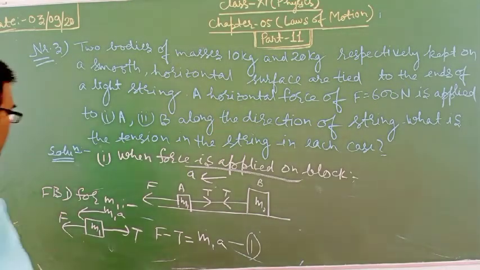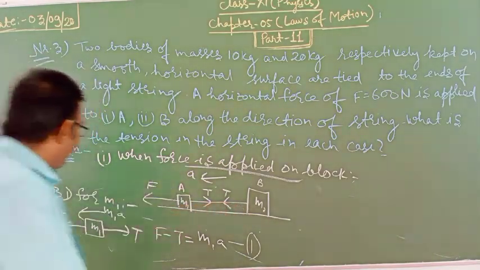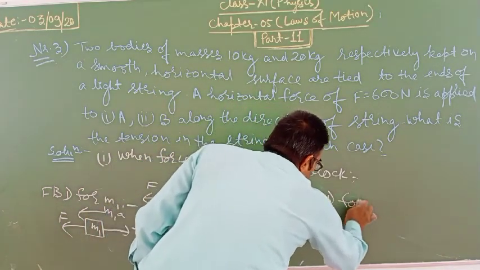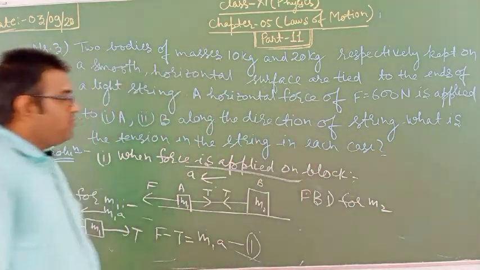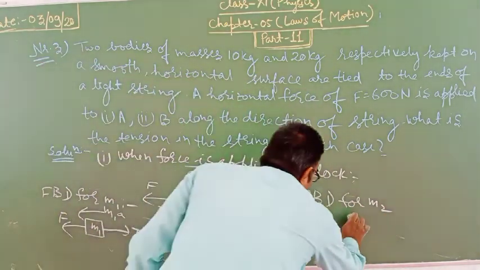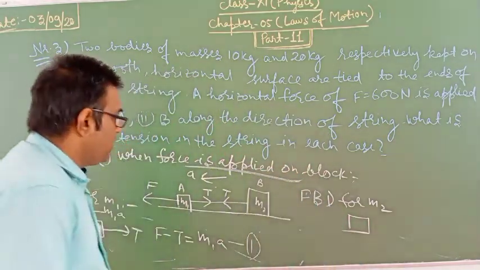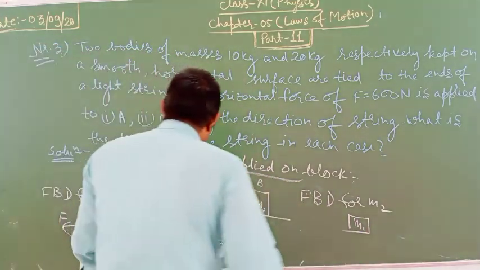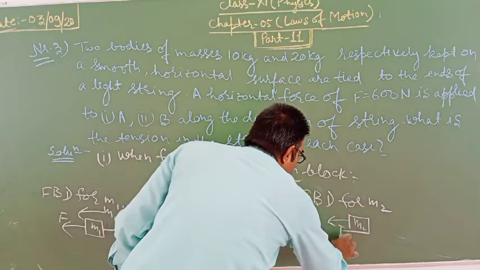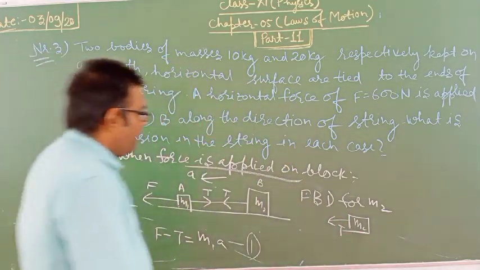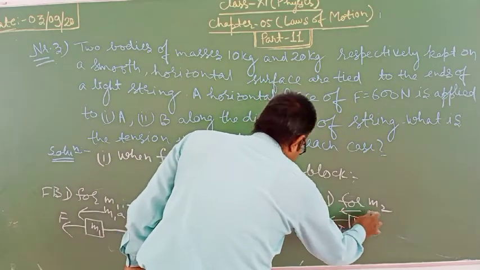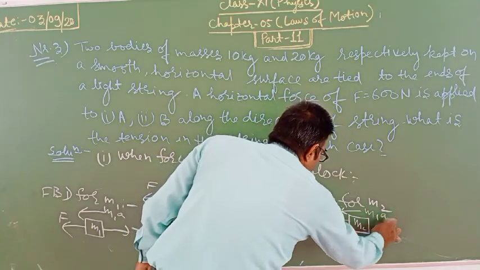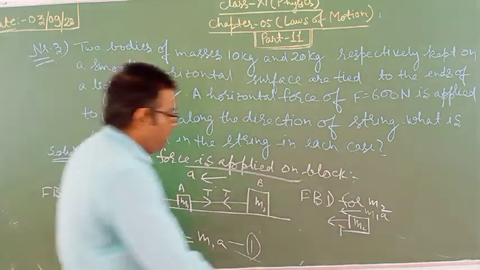Now dear students, there is another mass also in this system, so FBD for M2. For M2 we will draw the FBD, and suppose this is mass M2, and the tension produced is in this direction, and the body is also accelerating in this direction. So M2A.